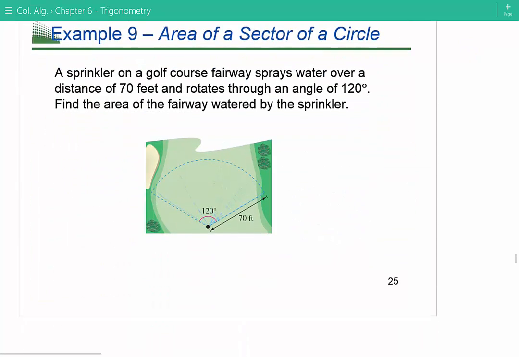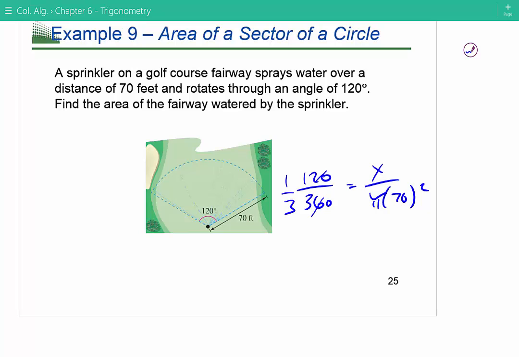Okay, so here's an example then. Let's say we have a sprinkler at a golf course that has a radius of 70 feet and goes through an angle of 120 degrees. Find that area. I like to do 120 divided by 360 equals the area I'm looking for, which I call x, over the total area pi r squared. So I just solve this right here. 120 goes into this 3 times, so it's 1/3.